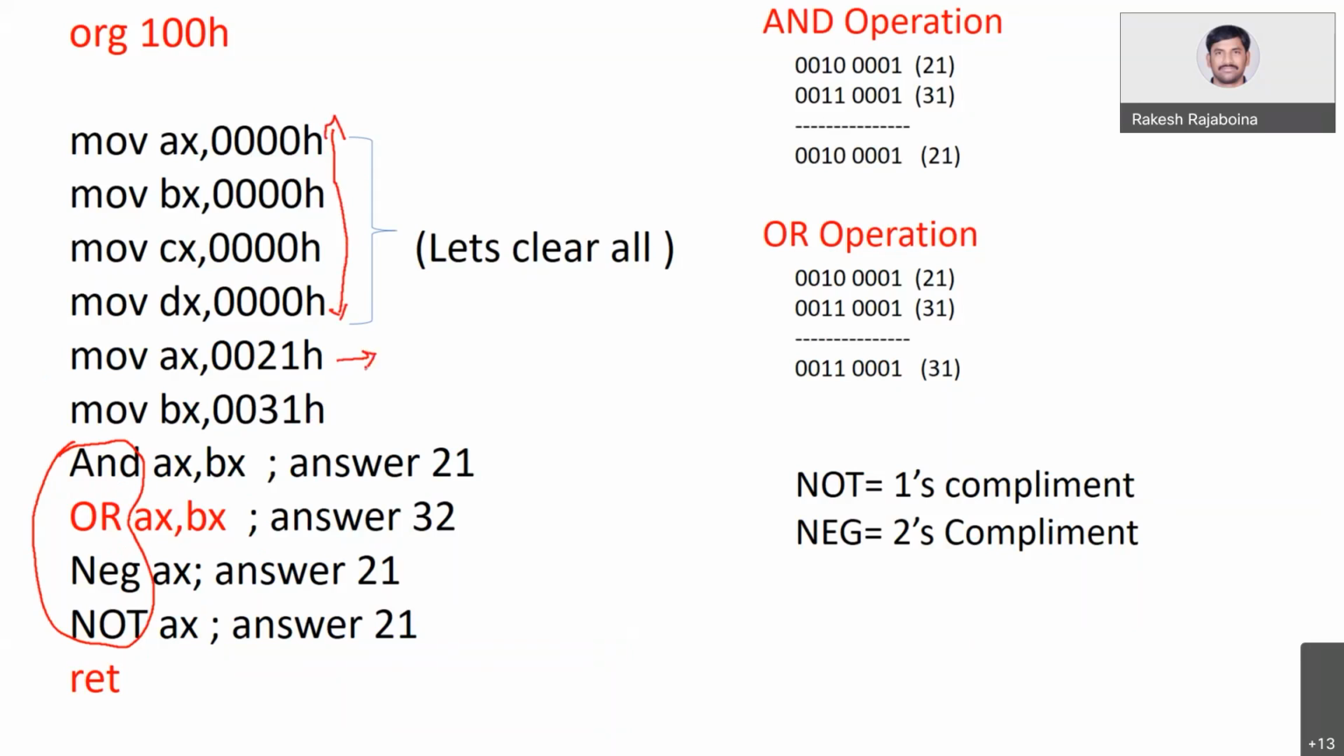Okay. Now, the first 4 instructions will clear all your register values. And this instruction will make your AX value 21. This is nothing but 21. Then BX will be 31. Is it fine, everyone? These two are fine in binary form. Agree?